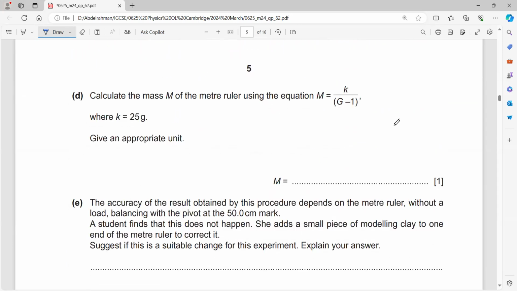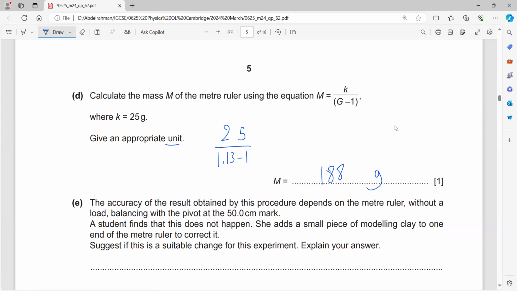Calculate the mass m of the meter ruler using the equation m equals k over g minus 1, where k is 25 grams. Okay, 25 over g, which was 1.13 minus 1. Can use the calculator. This would give me a mass of 188. Again, given appropriate unit for the mass, an appropriate unit would definitely be grams.